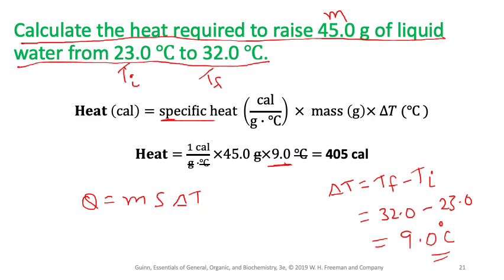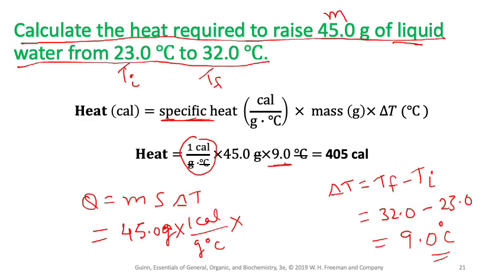And then the specific heat of liquid water is always 1 calorie per gram per degree Celsius, and this is a constant number for liquid water. If you go back to that table we just saw, showing the specific heat of different matter, you can get this number, 1 calorie, from that table. So now let's plug in the numbers. What's the mass? 45 grams. What's your specific heat? 1 calorie per gram per degree Celsius, that's the unit. And what's the ΔT? ΔT we just calculated is 9.0 degrees Celsius.